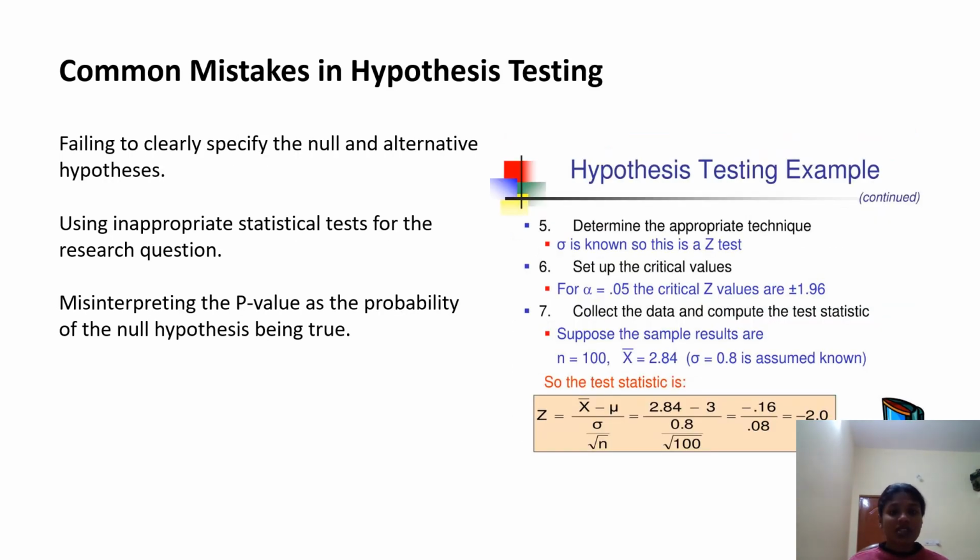Common mistakes in hypothesis testing. Failing to clearly specify the null and alternative hypothesis, and using an inappropriate statistical test for the research question. A Type 1 error occurs when a null hypothesis that is actually true in a population is rejected. A Type 2 error occurs when a null hypothesis that is actually false in a population is not rejected. Another common mistake is interpreting the p-value as the probability of the null hypothesis being true.